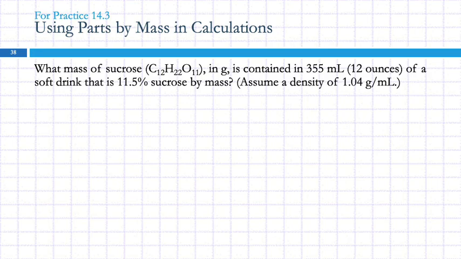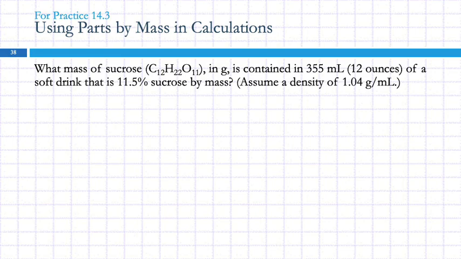As long as it's the same unit on the top and the bottom, the concentration will be the same. So here's an example of a calculation that we might have to do. What mass of sucrose in grams is contained in 355 milliliters, which is 12 ounces, of a soft drink that is 11.5% sucrose by mass? Assume a density of 1.04 grams per milliliter.